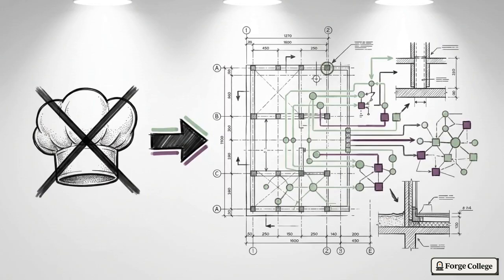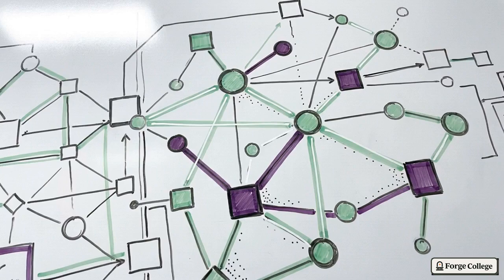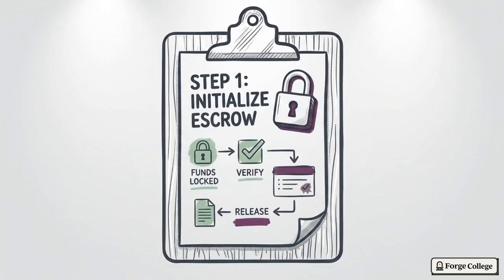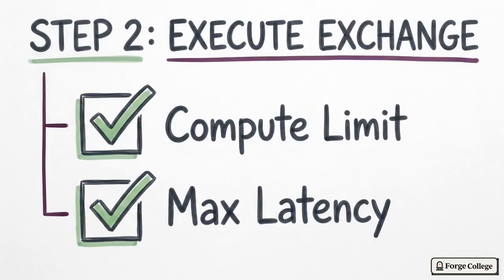We can step out of the kitchen now and look at the final output of this entire translation process, a highly organized, prioritized mapping artifact. Take a simple 2-click buy flow from a UI design. We have now successfully decomposed it into concrete executable tickets. One ticket tells the system to fund a temporary digital lockbox, a program-derived address. A second ticket handles the settle trade instruction, complete with those strict checkboxes for compute limits and latency maximums.